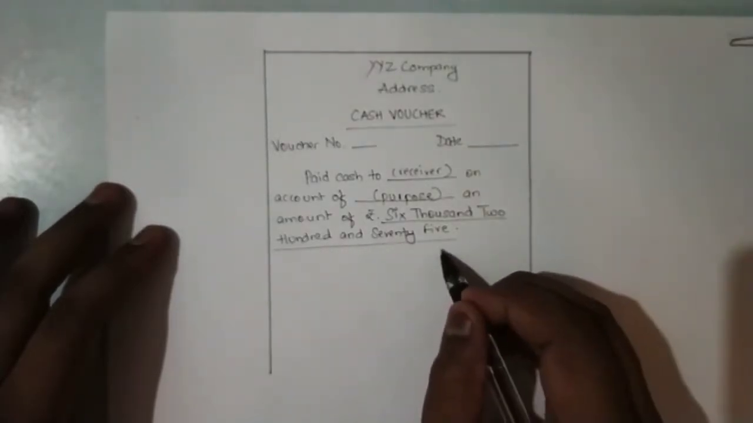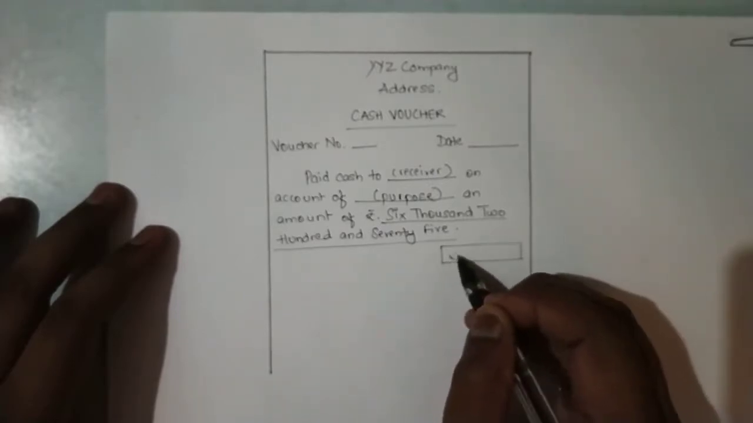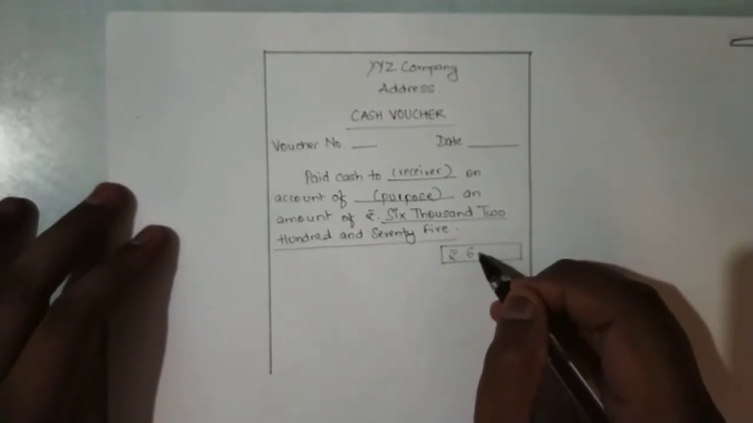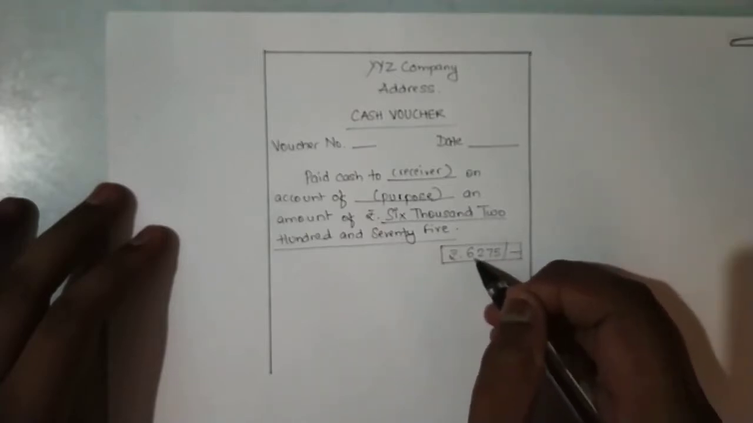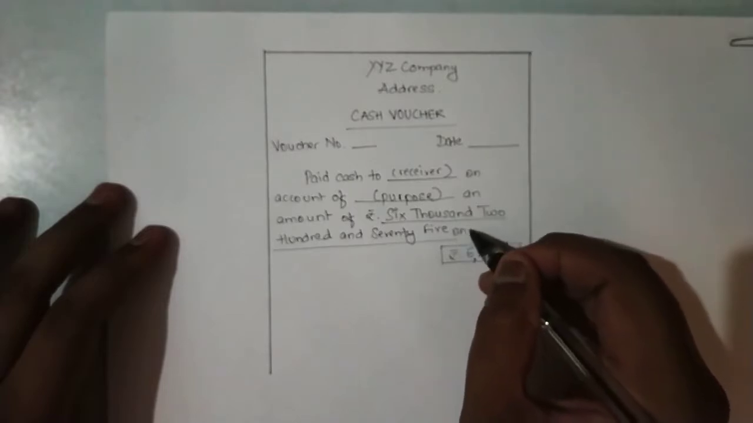And now I would draw a box where I would write this rupees in figures. So rupees 6,275. Here you could write the word only as well. Let us add the word only.